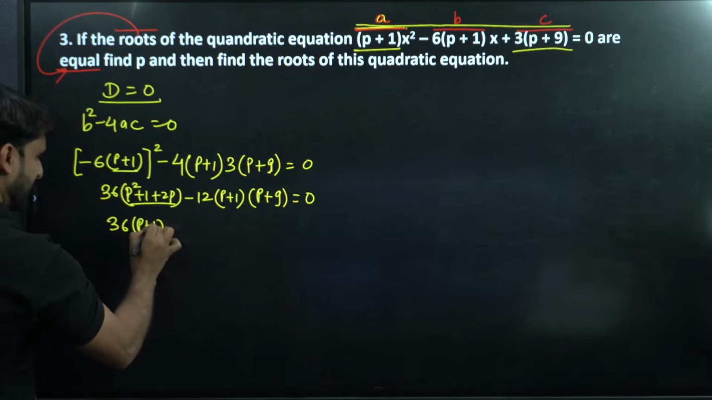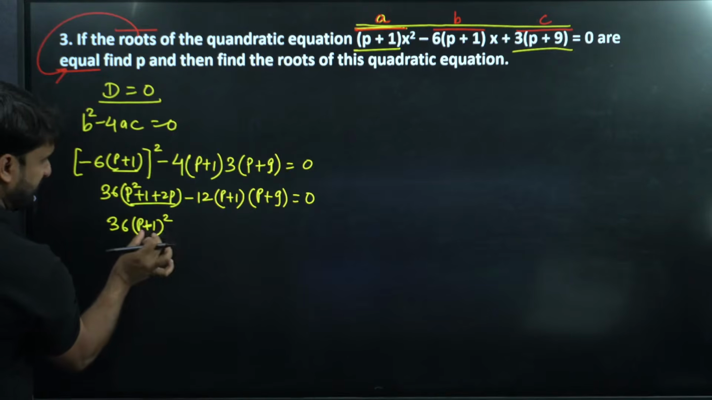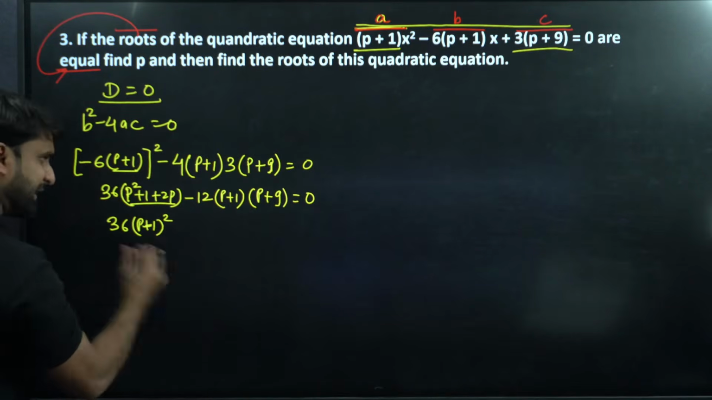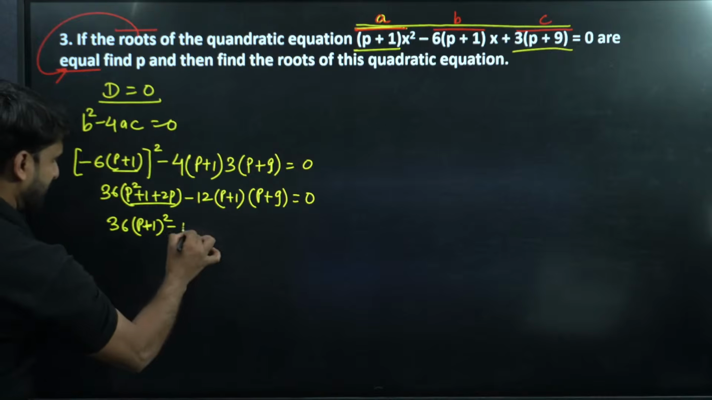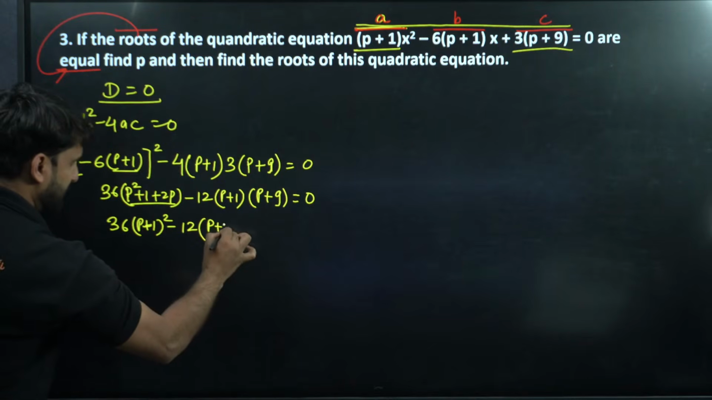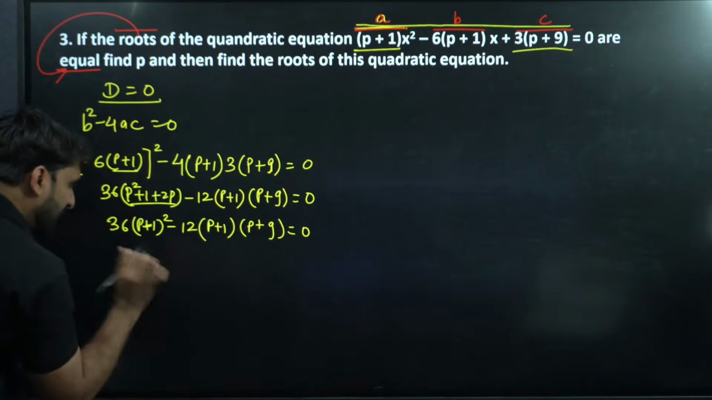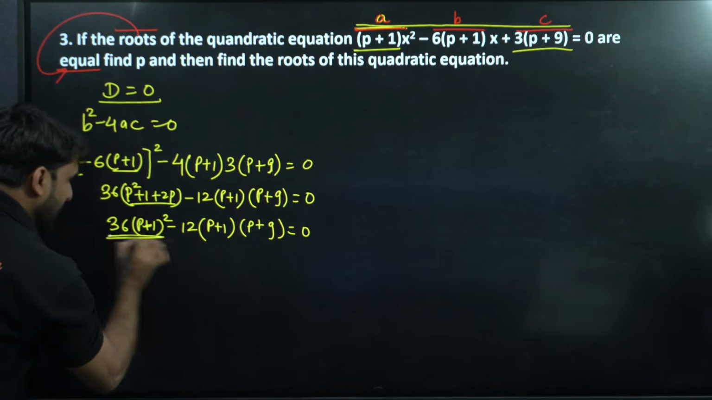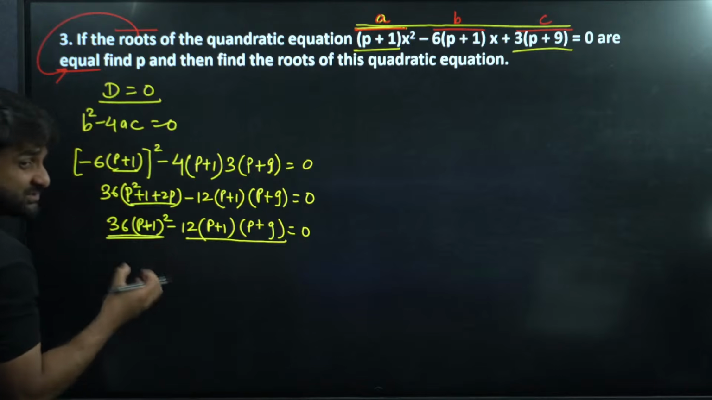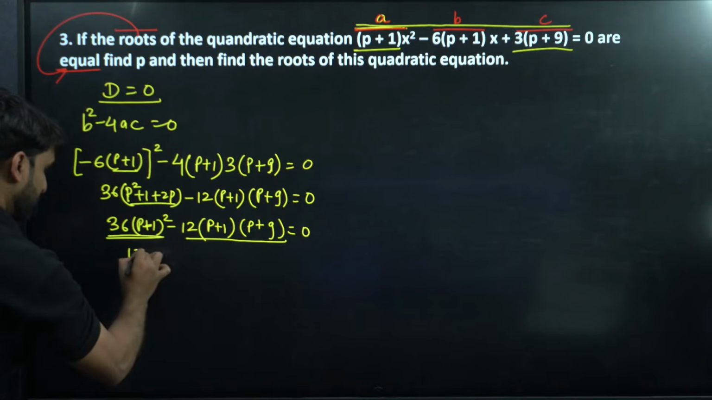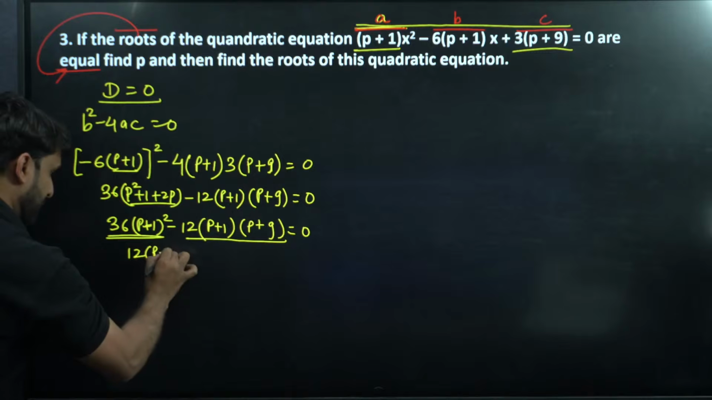Why I'm writing as it is? Because you know here is P plus 1, here is also P plus 1. So we can take common. So minus 12 P plus 1, P plus 9 is equal to 0. Now can you see here in this family there is something which is common. So 12 is common and one thing also common, P plus 1.